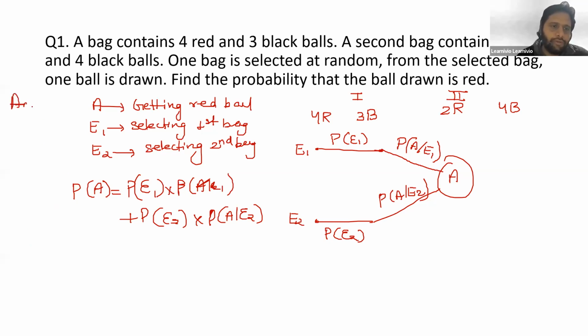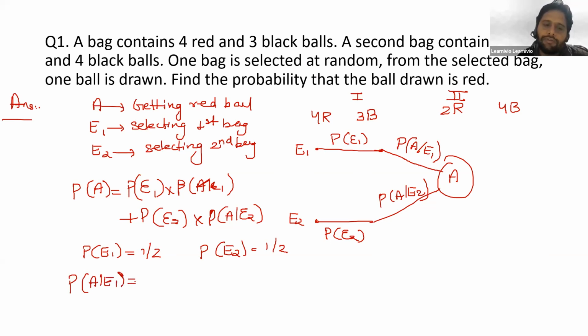Now, what is P(E1)? P(E1) means selecting the first bag. So you have two bags. What is the probability of selecting a bag? Abdur, you have two bags. What is the probability of selecting one bag? I'm not asking about the ball, I'm asking about the bag. 1/2, very good. What is the probability of selecting the second bag? Again, 1/2.